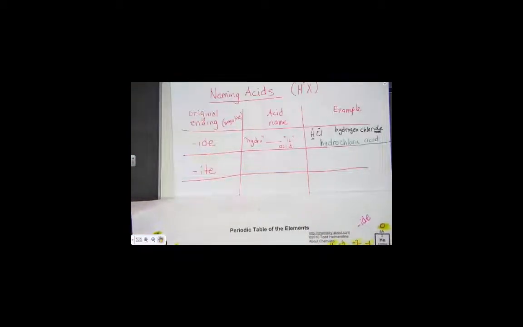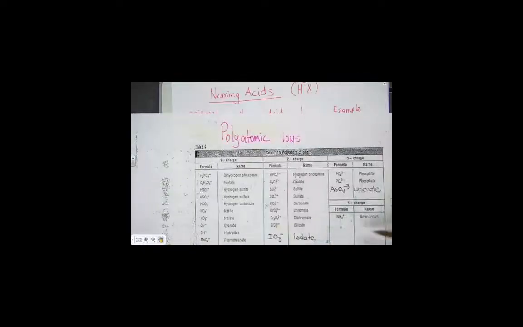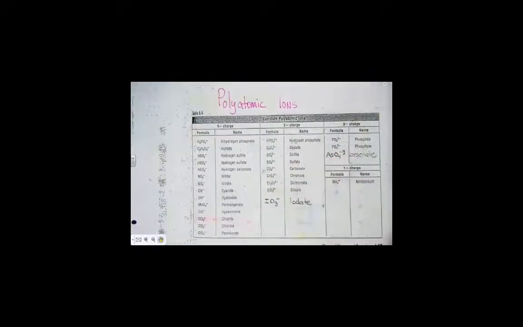Sometimes the original endings end with ITE. If the original ending ended with ite, we know it had to come from a polyatomic ion. Let's find an example from our polyatomic ion chart that ends with ite. Here's one, nitrite. Here's one, sulfite, phosphite, chlorite. There are many examples that we're seeing of polyatomic ions that end with ITE.